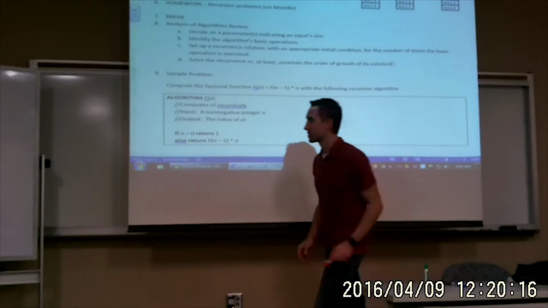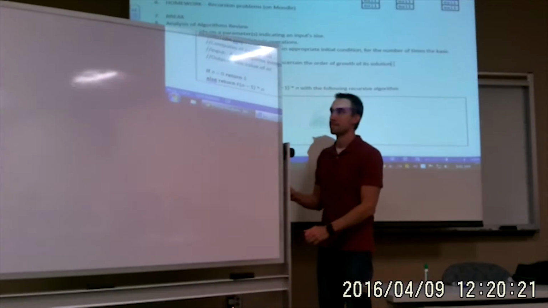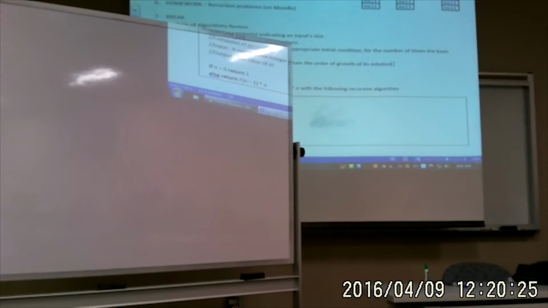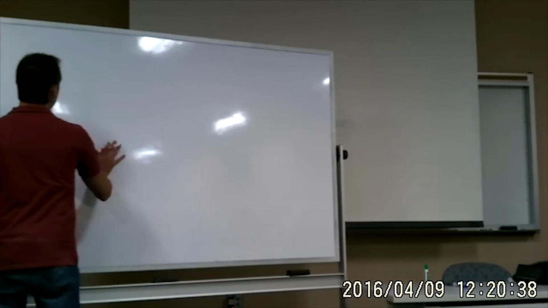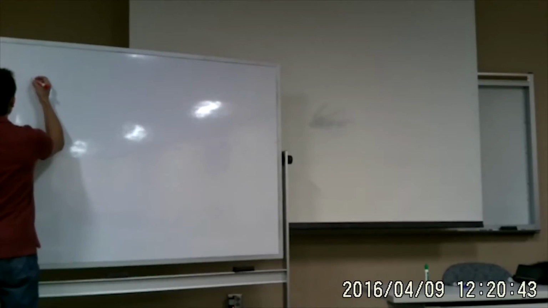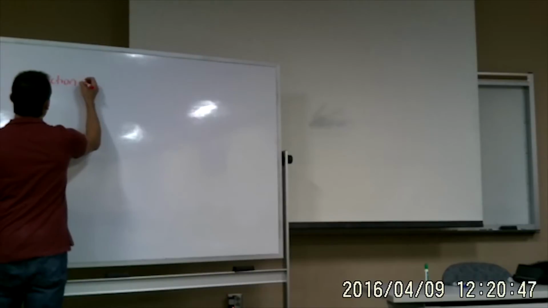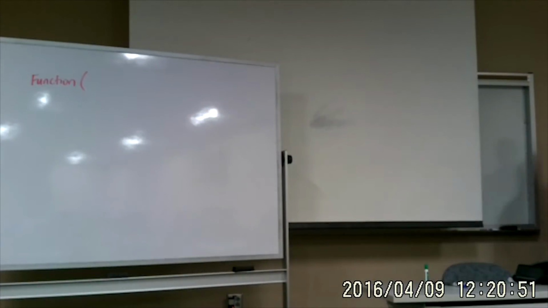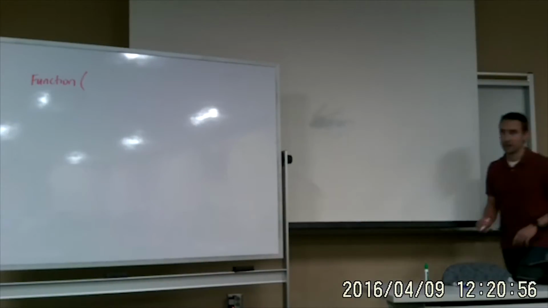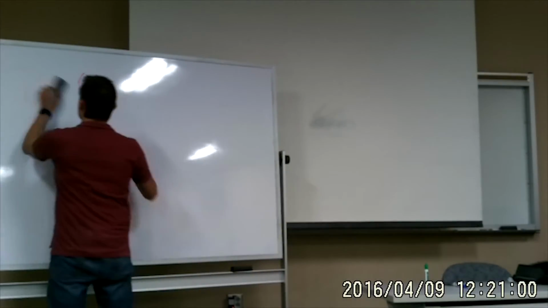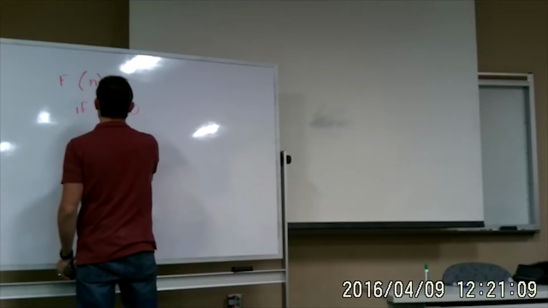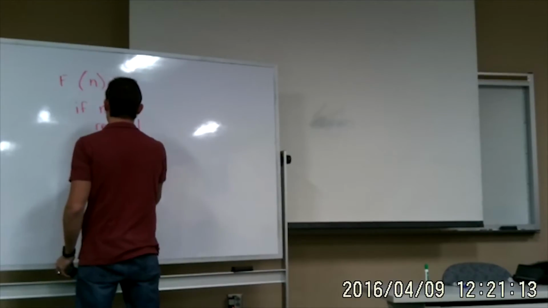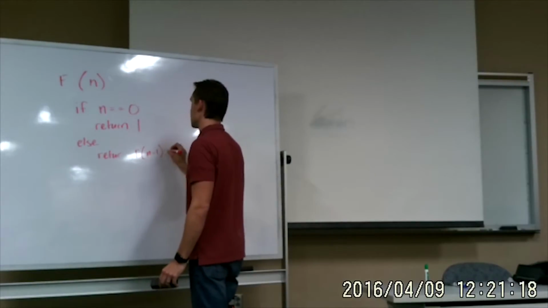I'm going to draw this over. So we've got a recursive function, where, if you can see on the TV, we've got: if n equals 0, we'll just call this f, F for function, if n equals 0, return 1. Else return f of n minus 1 times n.